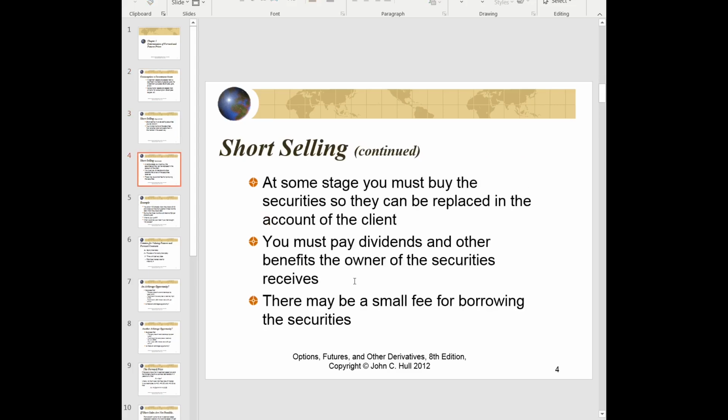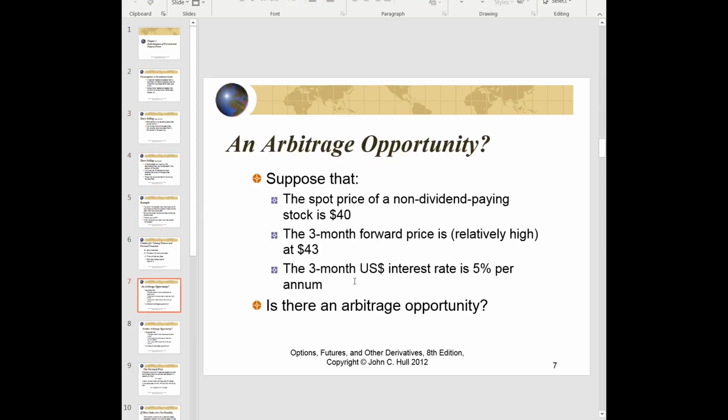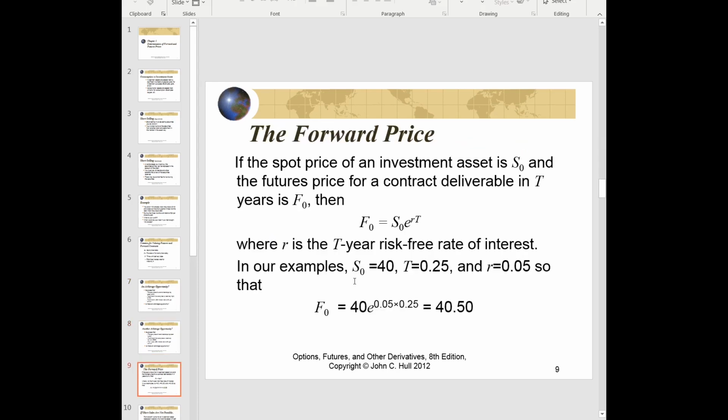Short selling, you probably have heard about this before. In any case, skim through these slides.